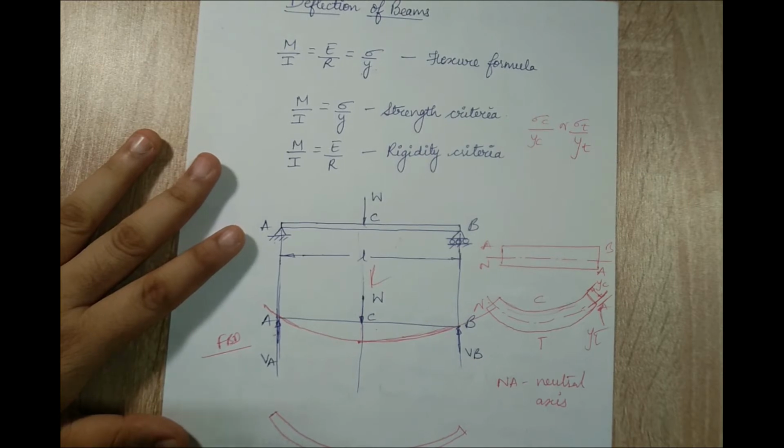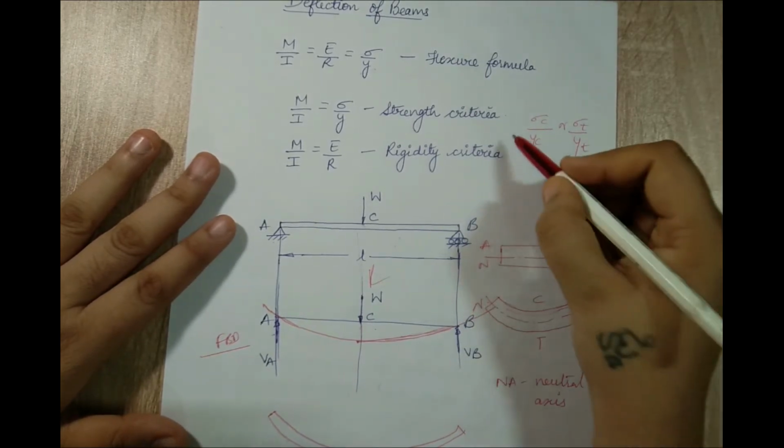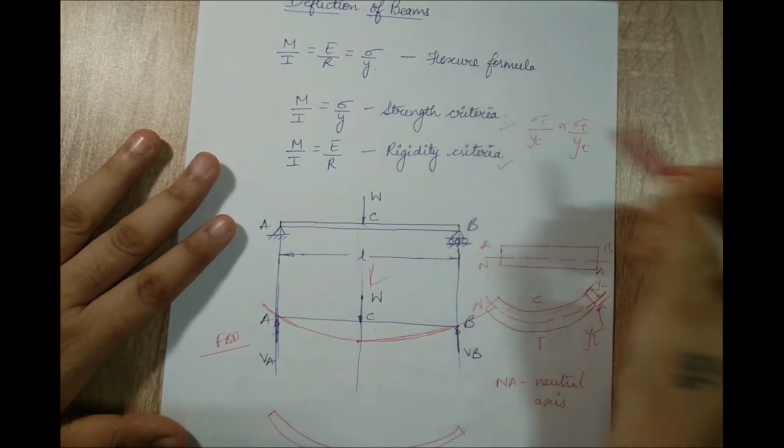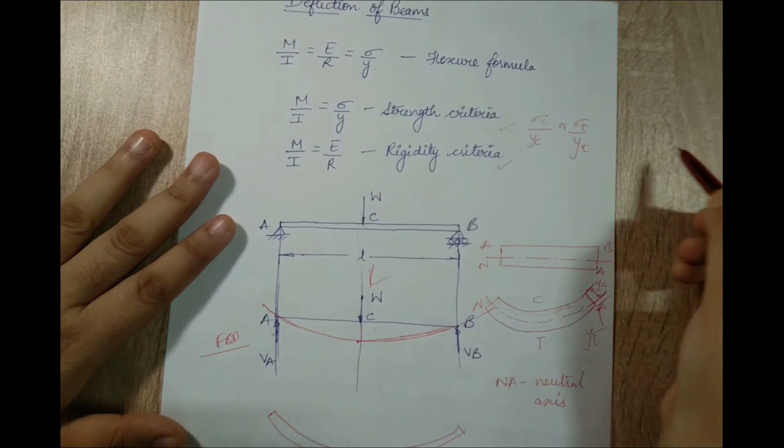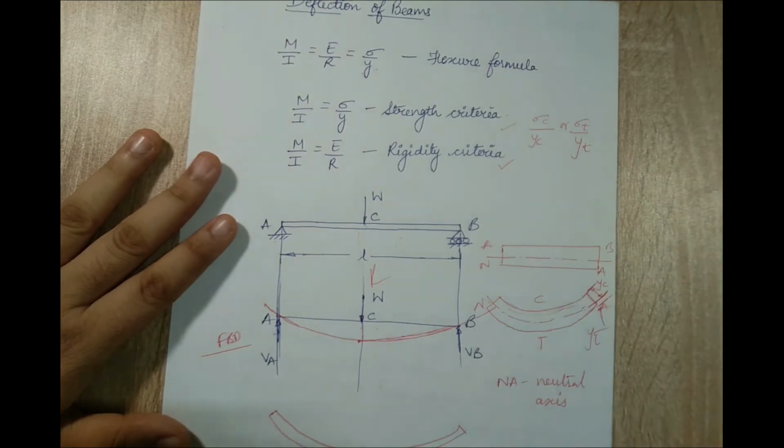It may deflect, it may not deflect. If it deflects, it could lead to problems like cracks in the plaster of a beam or a column. So obviously the designer has to design for the strength as well as for the rigidity criteria, which means how long it is going to withstand before it fails is important for us.